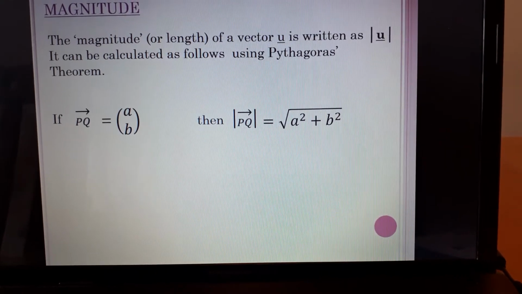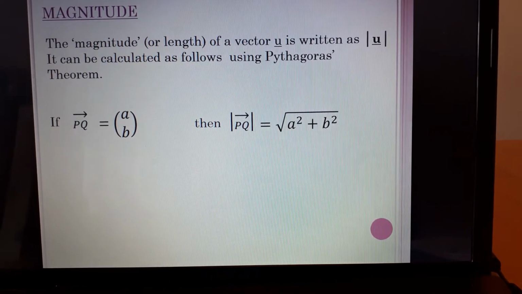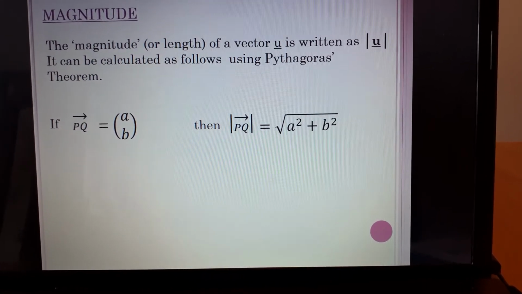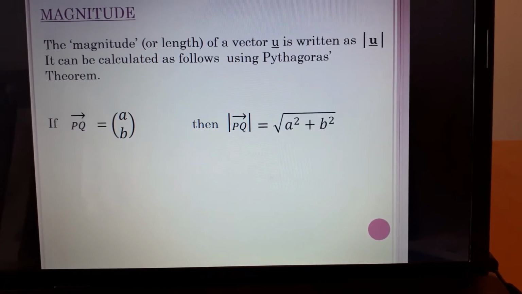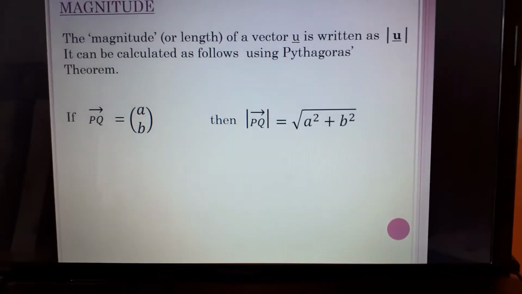That's how we show that we're looking for the magnitude. So in Pythagoras, we square the horizontal and the vertical. We square the 2 numbers, we add them together, and then we square root them. So we just do that all in the one go: we square them, we add them, and then we square root them.